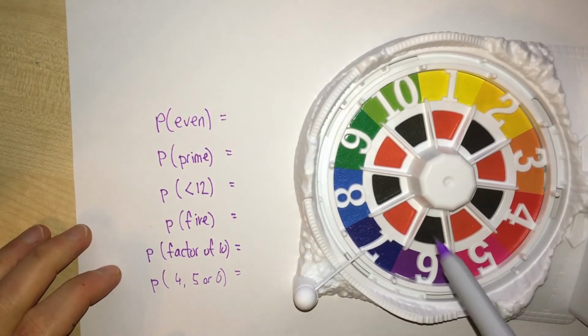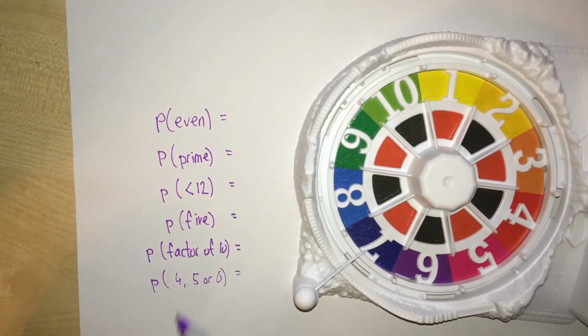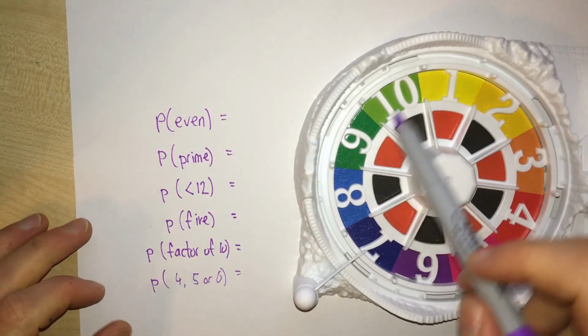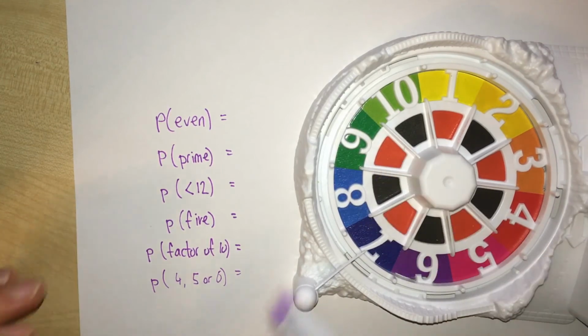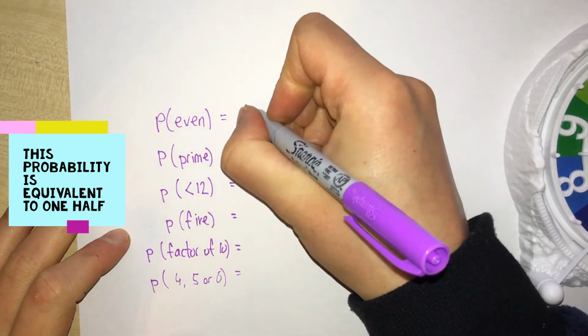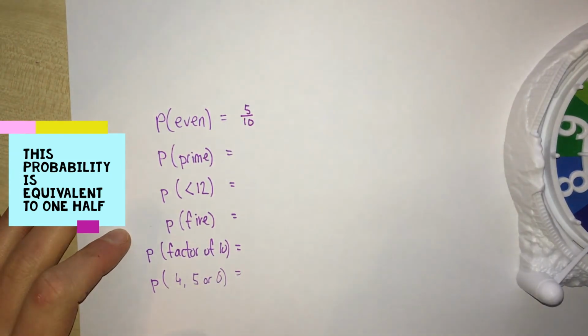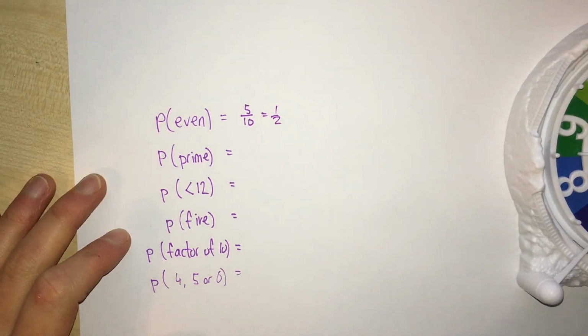Well, firstly, there are 10 numbers on the spinner, so each probability is out of 10. We can express that as a fraction, a decimal, or a percentage. How many of these numbers are even? 1, 2, 3, 4, 5. So the probability is 5 out of 10. And you could write that as a half.